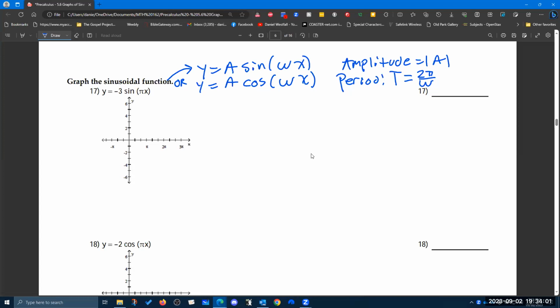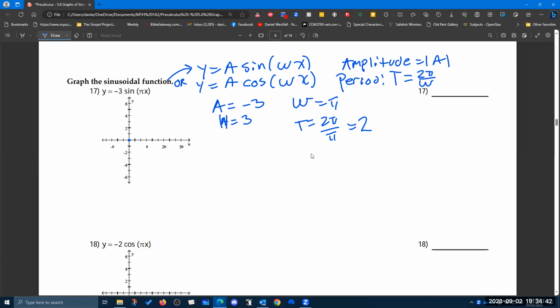So there you go. All right, so this is a sine graph where A is -3, so the absolute value of A is going to be 3 for my amplitude, and omega here is pi, so my period is 2 pi over pi, which is 2. So I'm going to start off at my 0, 0, and then I am going to need to look at my characteristic points.